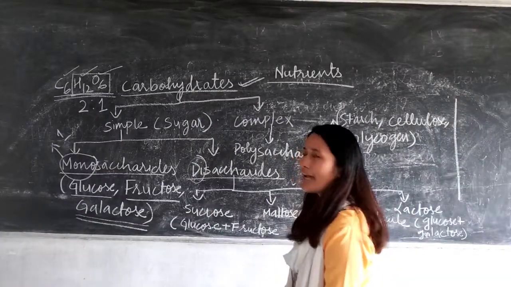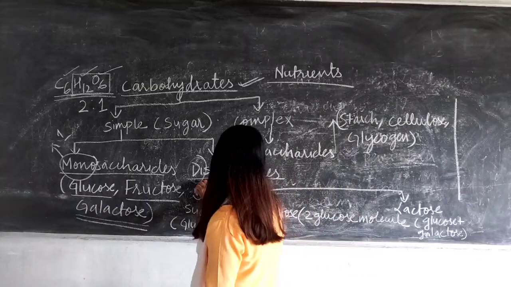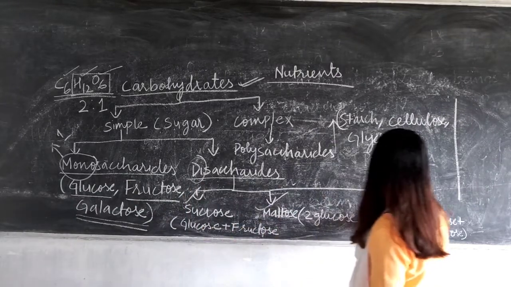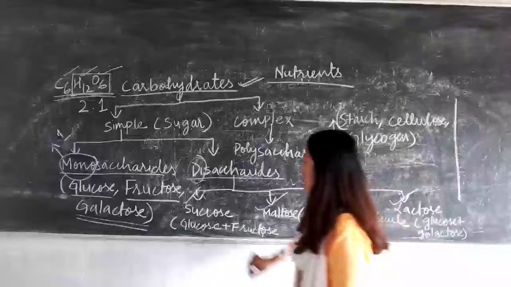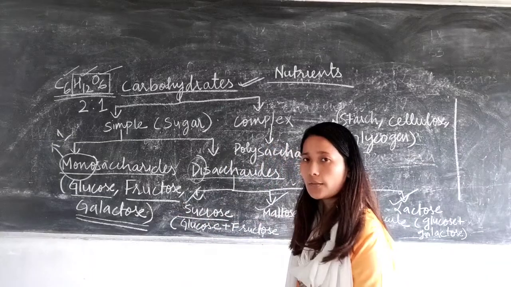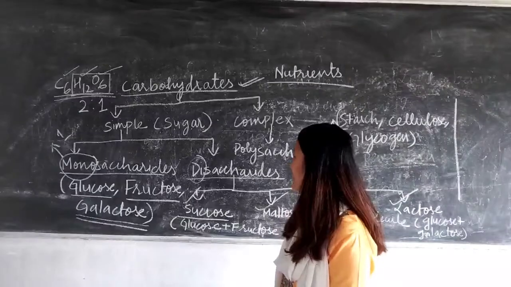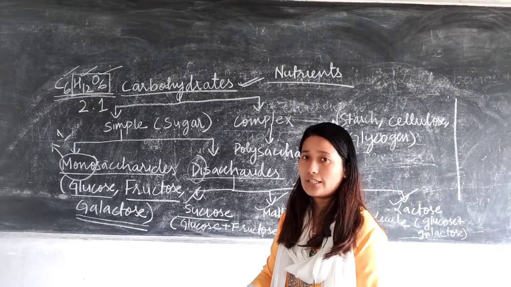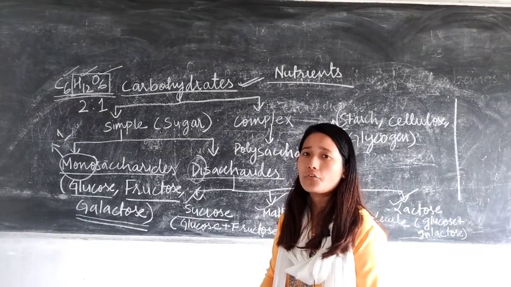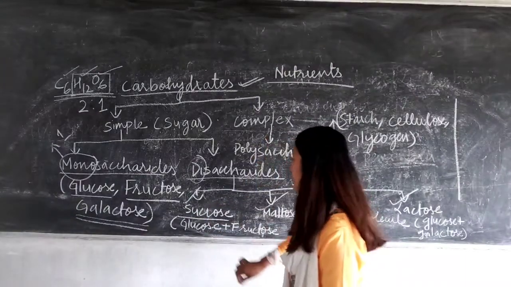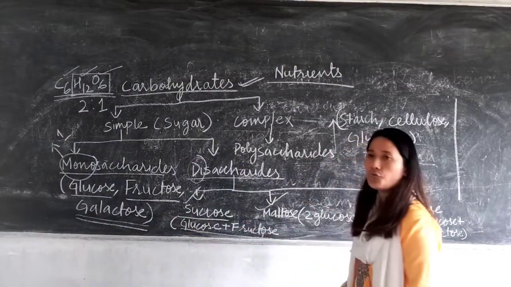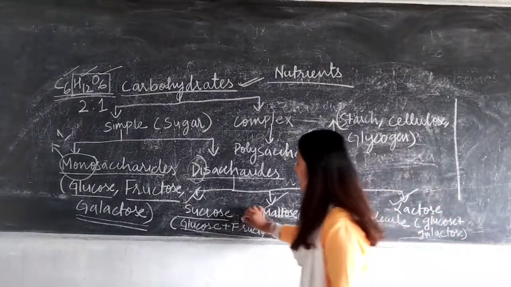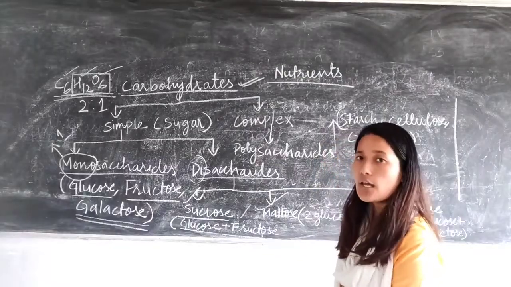What are the examples of disaccharides? You have sucrose, maltose and lactose. Sucrose is table sugar, present in different kinds of plants, which can be concentrated and kept. The table sugar that you use every day for tea and coffee is sucrose. Sucrose is made up of glucose and fructose. You have to know the composition and where it is present.